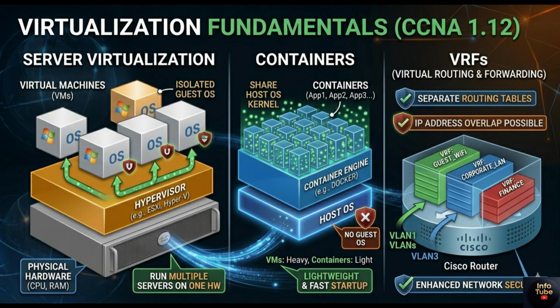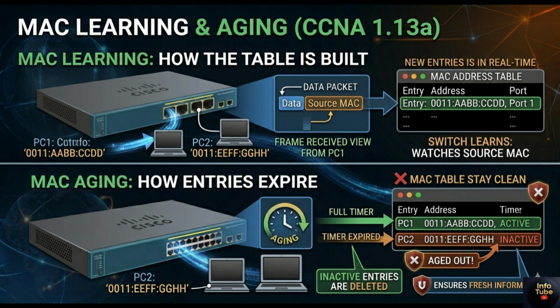Mastering these fundamentals is key because modern networking is no longer just about hardware. It's about how we manage virtual resources. In Objective 1.13, we look at the brain of the local network, the switch. While routers connect different networks together, switches connect devices within a network. They are much smarter than the old-fashioned hubs because they make intelligent decisions about where to send data.